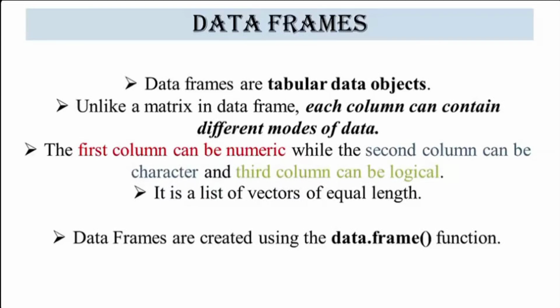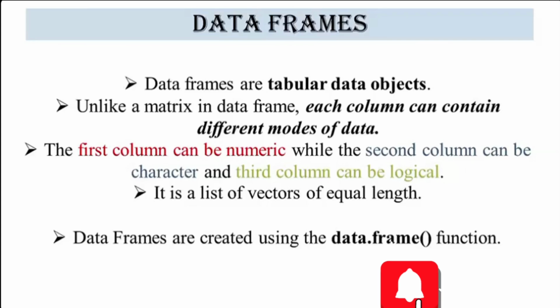Next category, that is the data frames. The data frames are the tabular data objects, just like the matrix. Each column can contain the different modes of the data in the data frame. The first column can be numeric, while the second column can be character, and third column can be logical.